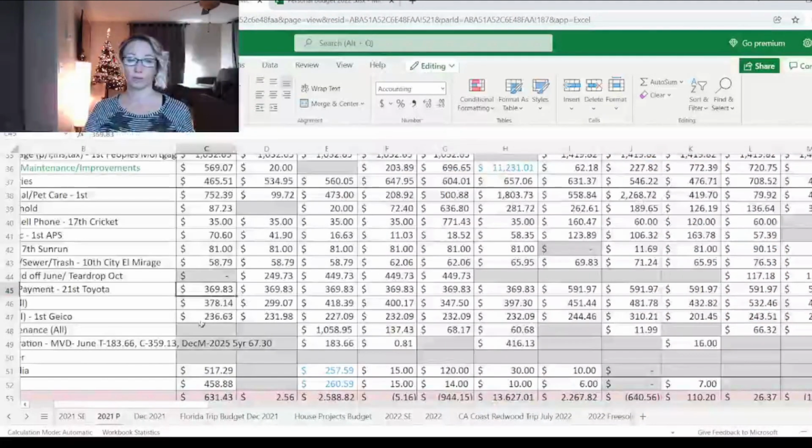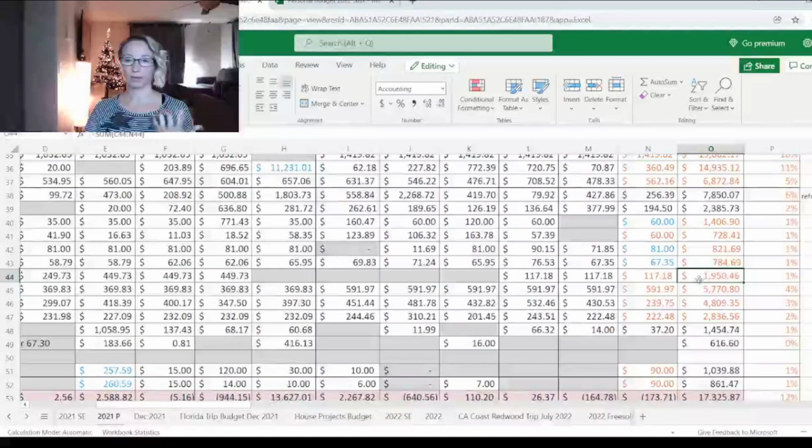His old truck payment used to be $369 and now it's $591. Now these are being paid towards the debt, but it's also being paid towards interest. So this whole amount isn't paying off the full balance of what you owe.